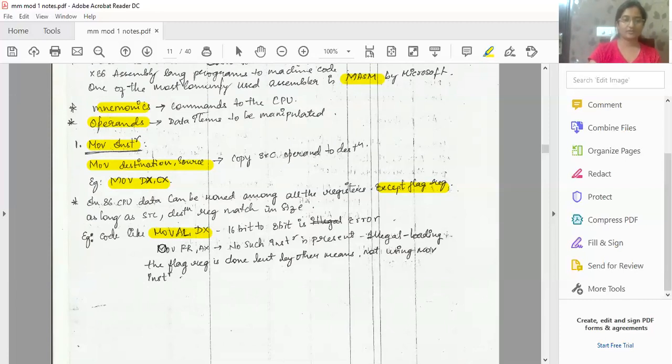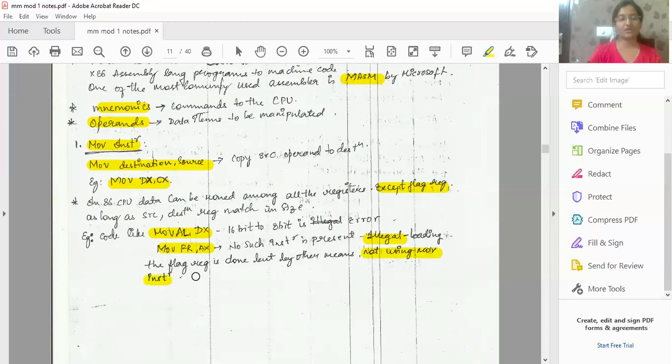Then MOV FR, AX, like we mentioned here. Data cannot be moved into the flag register using the MOV instruction. No such instruction is present. This is illegal. Loading the flag register is done, but by other means, not using the MOV instruction.